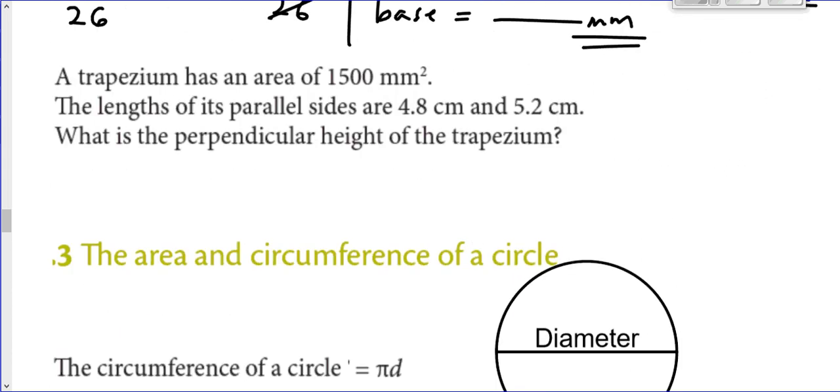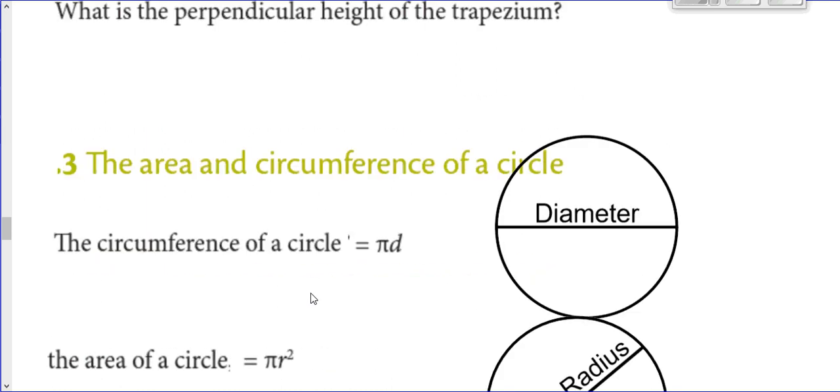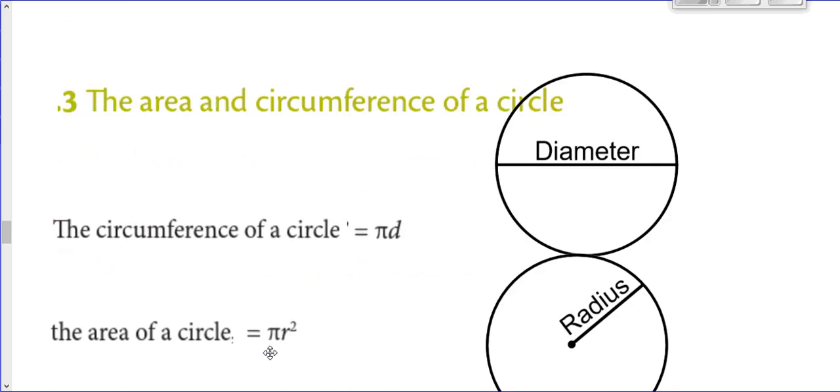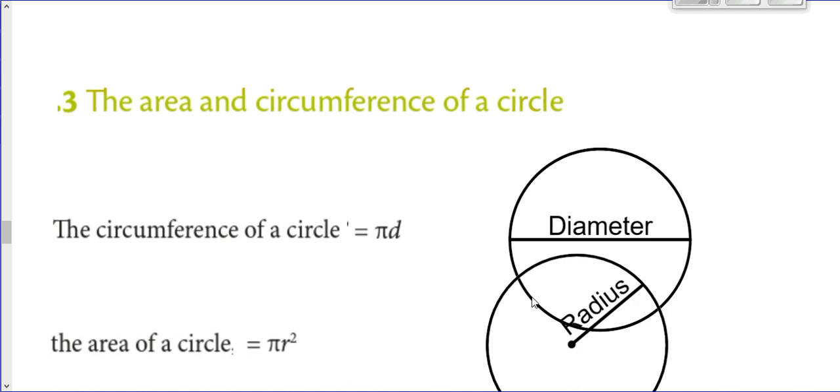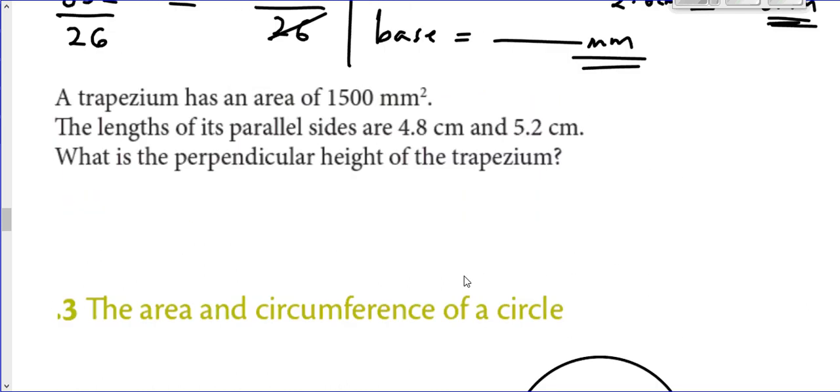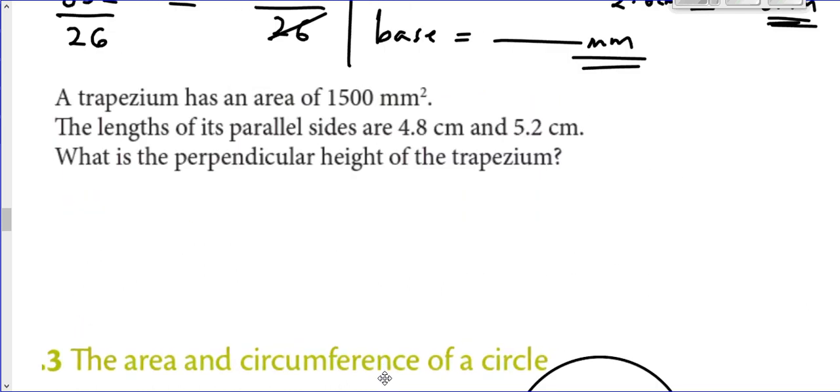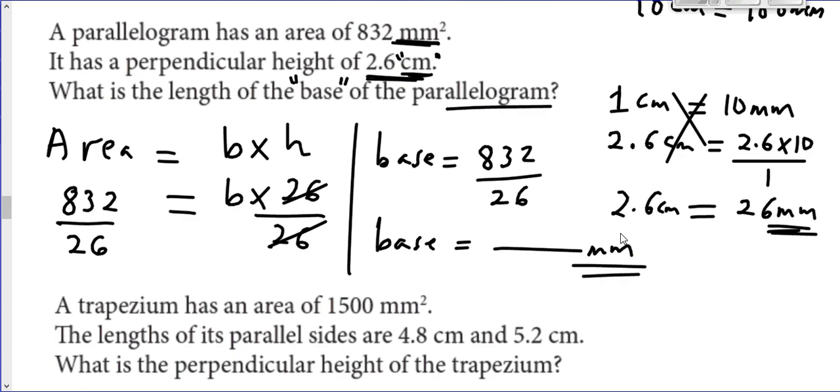The last question before I go to the area and circumference of a circle, then let us see the next part here. The next part there is talking about a trapezium. But before going to the question of a trapezium, you need to pause this video and take some few notes. Okay? So let us proceed now.